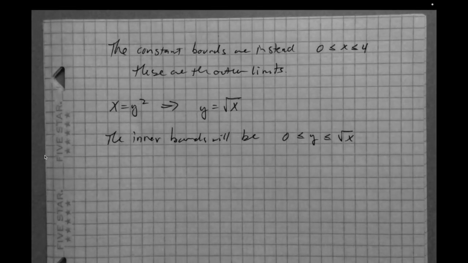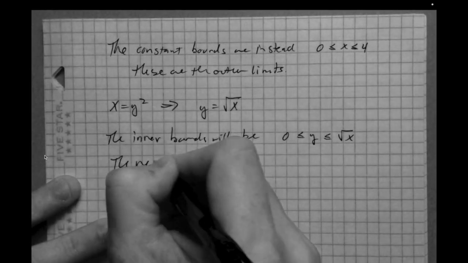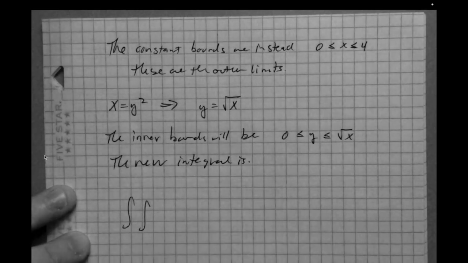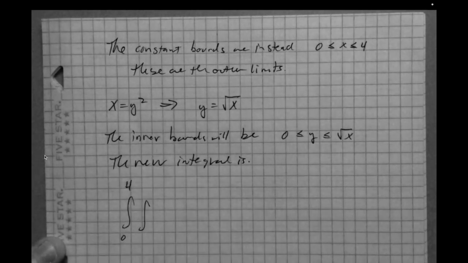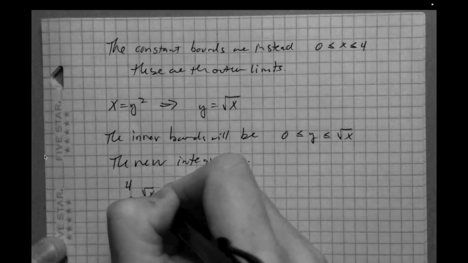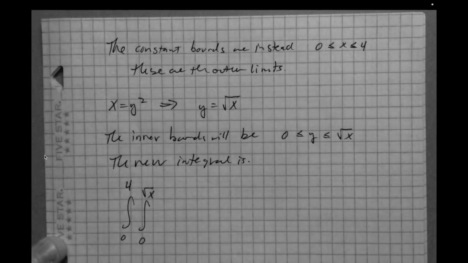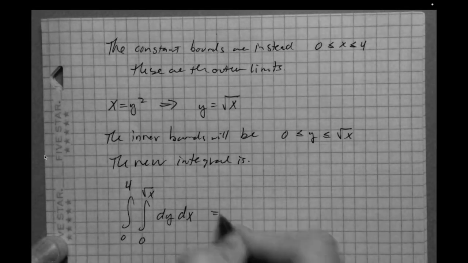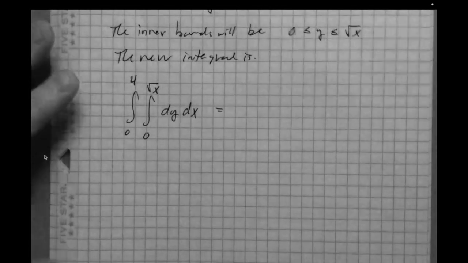Right, so the outer limits change from 0 to 2 to 0 to 4, and the inner limits change from y squared to 4 to instead 0 to square root of x. So the new integral is a double integral, and this is going to go from 0 to 4, and then from 0 up to the square root of x. Okay, and instead of dx dy, it's now going to be dy dx. Okay, let's calculate this one and see what we get.